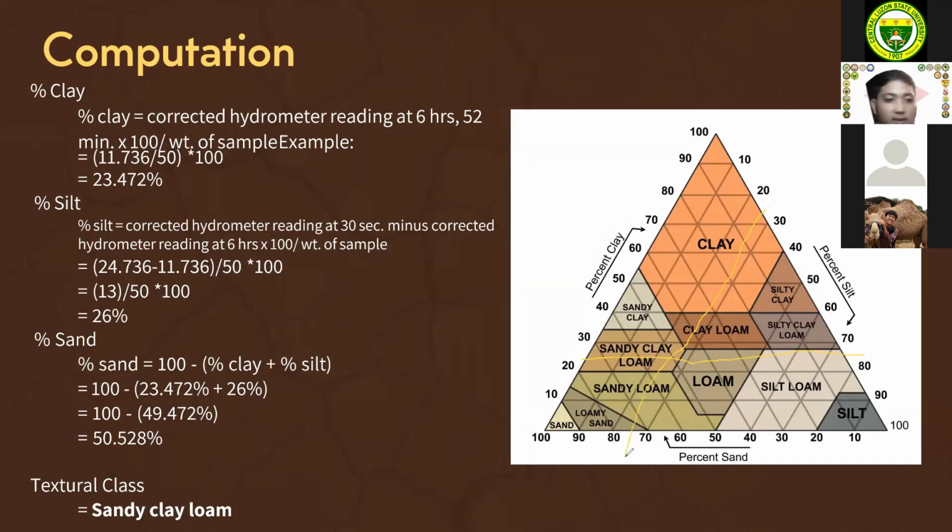So, yan yung 26. Then, sand is 50.528. So, ito yon 50. So, yan. Kung saan sila nag-intersect silang tatlo, so, yun yung ating soil textural class. So, saan ba? So, it is sandy clay loam. So, yung textural class natin is sandy clay loam. So, that's how we measure soil texture sa hydrometer method.